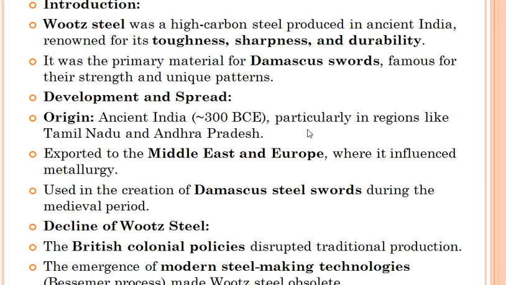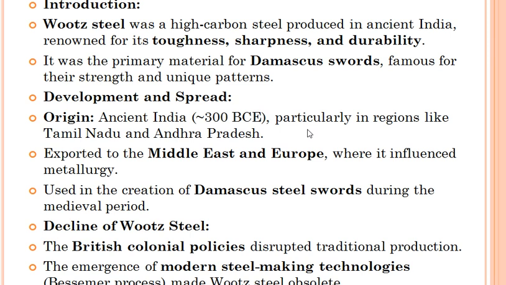In the present video, we'll be discussing the rise and fall of the use of technology, like developing different types of steels. By using steel, different materials are produced. Wootz steel, which is high in carbon content, was produced in ancient India. It was famous for its toughness, sharpness, and durability. It was the primary material for the Damascus sword, famous for its strength and unique patterns.